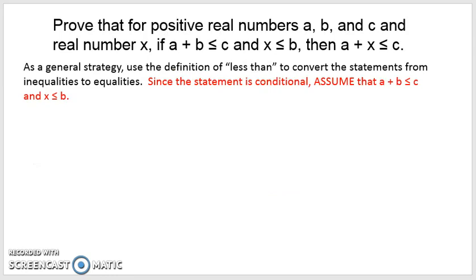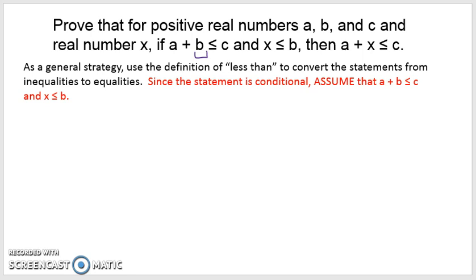Okay, so theorem 7. We want to prove using our axioms and definitions that if A plus B is less than or equal to C and X is less than or equal to B, then A plus X is less than or equal to C. In other words, if this statement's true, and I substitute something smaller into the expression, so A plus B is less than or equal to C, and I put something smaller in that space, that expression is still going to be less than or equal to C.